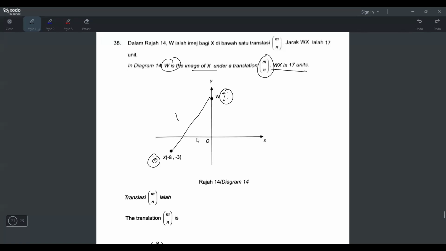Okay, saya tahu, confirm, saya punya M mesti positif. Sebab M is nombor atas. Nombor atas is for pergerakan yang kiri kanan.